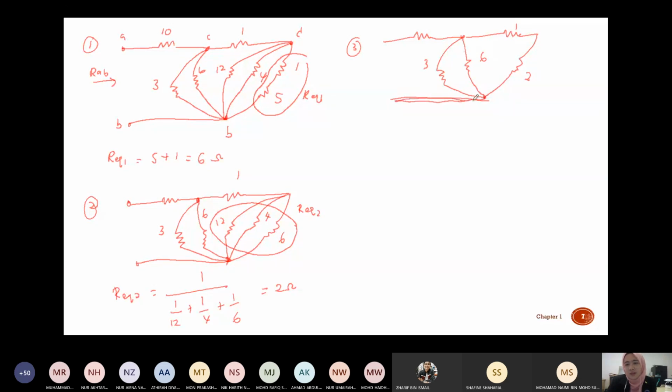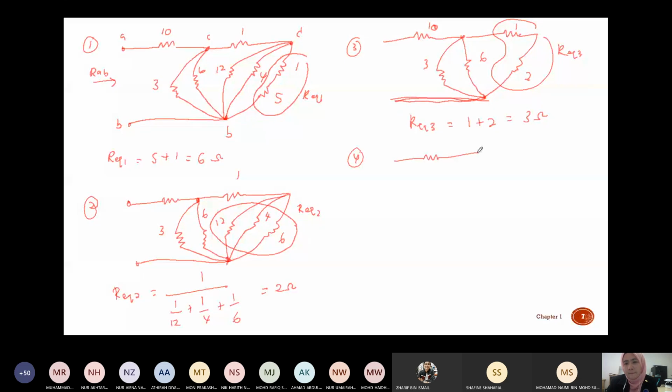Okay, so this is actually a single line. This is 10. Now you know that this 1 ohm and 2 ohm are in series. So REQ3 is equal to 1 plus 2, which is equal to 3 ohm. Then the fourth step is to redraw the circuit, the simplified one.